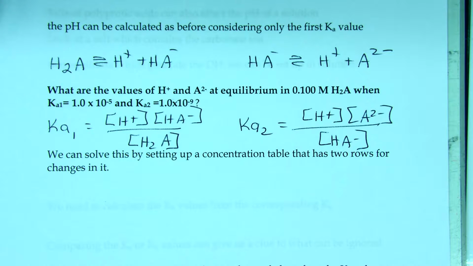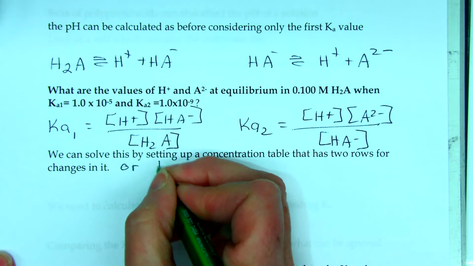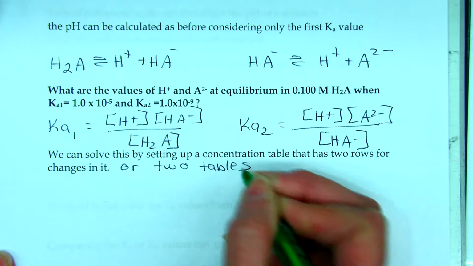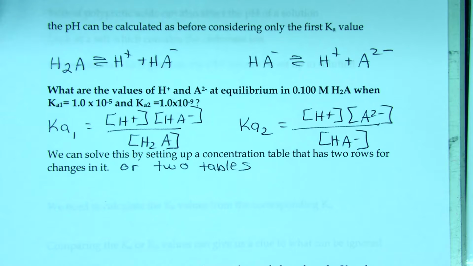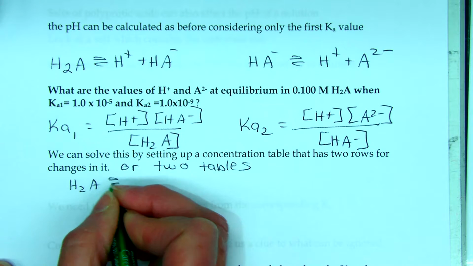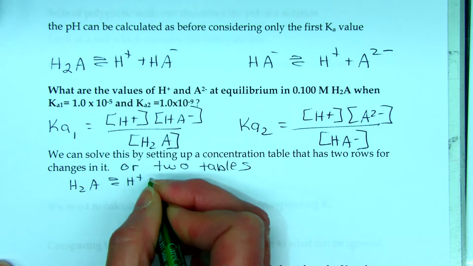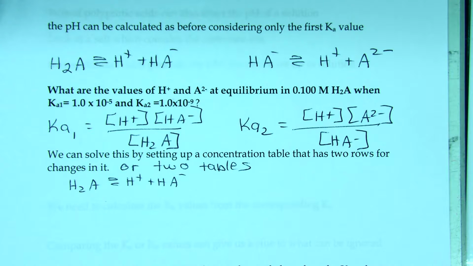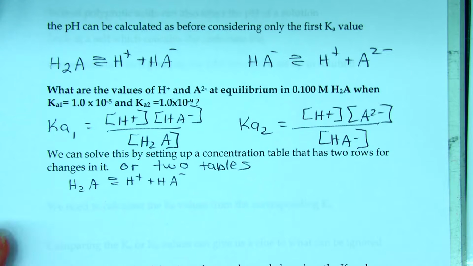Now, we can solve this by setting up a concentration table with 2 rows of change. Personally, I think it's easier to use 2 tables. I just find it less confusing. So let's set up our first one. H2A is in equilibrium with H plus and HA minus. Now, this is the same old thing that we've been doing over and over since chapter 14.